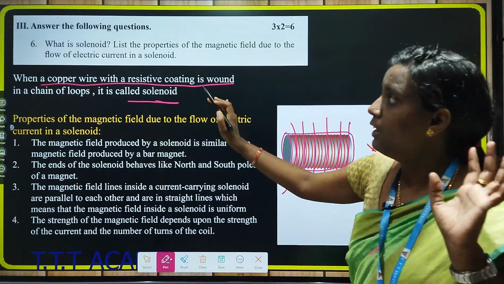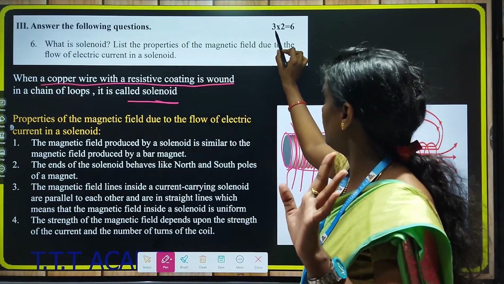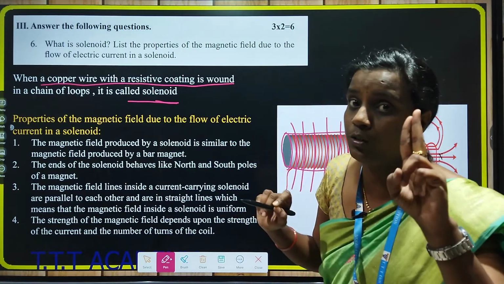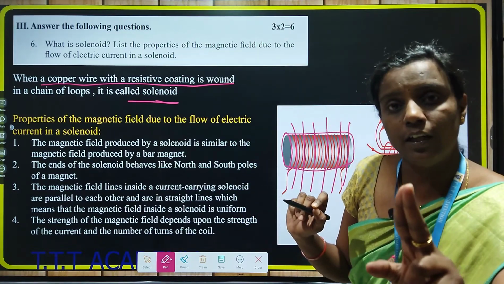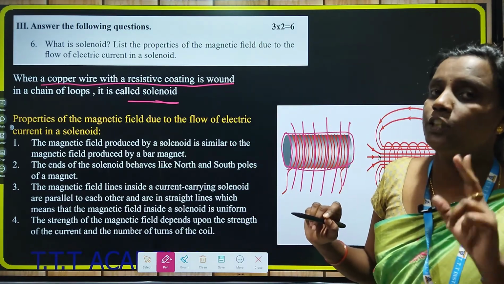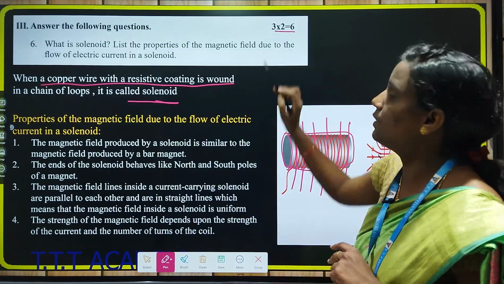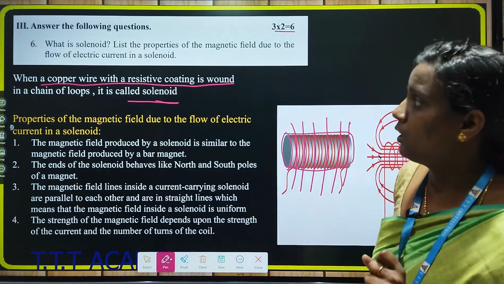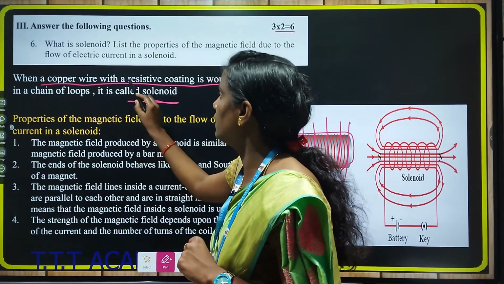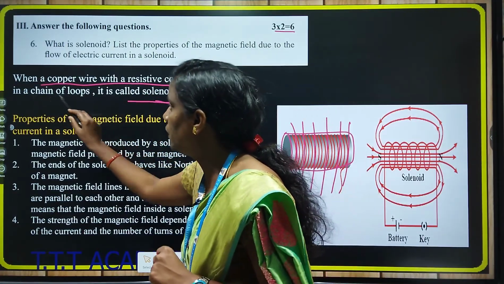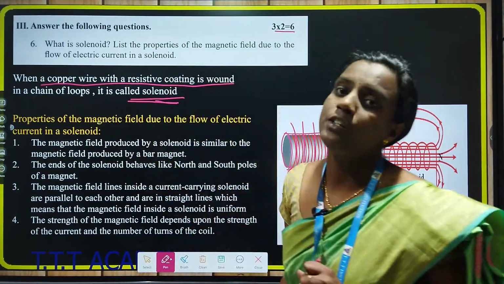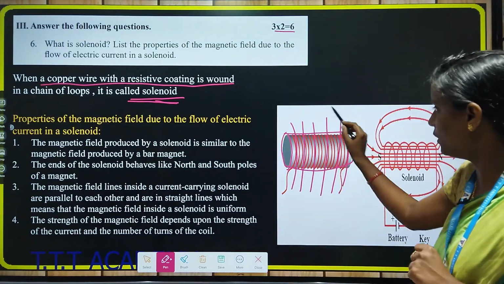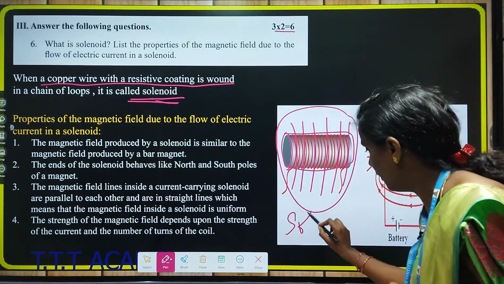Before that, children, this third main will carry 3 questions and each question takes 2 marks. So each question 2 marks, 3 into 2 is a 6 marks question. So, sixth question: when a copper wire with a resistive coating is wound in a chain of loops, it is called a solenoid. So, this is the solenoid.